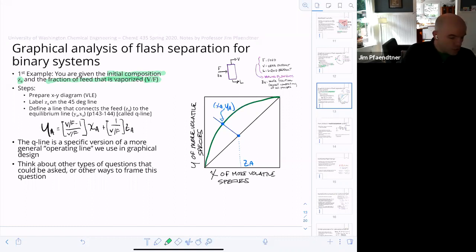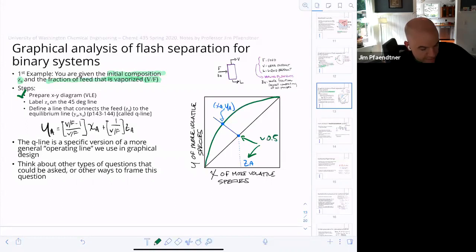So what you do in order to analyze the system is the following. First we prepare the XY diagram, so the VLE curve. We have that here. I've just sketched the VLE curve in green on the right. The first step that you do is to label ZA on the 45 degree line. So what you're going to do is locate the composition of ZA, the overall amount of A in the feed. And in this case, just estimating, we can see that ZA is around 0.5. So the mixture of A going into the feed stream, whether it's in any phase, on average, is 50% A.